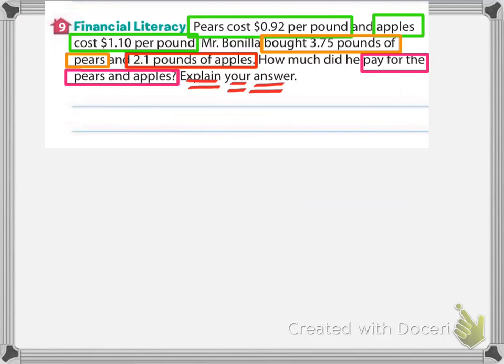So I need to find the cost for the pears. In a second step, I need to find the cost for the apples, and then in the third step I need to add both of those together. So I'm going to set this up. Give me a minute. You try to set it up, see if you are correct.